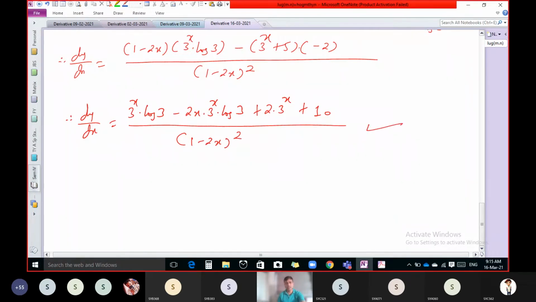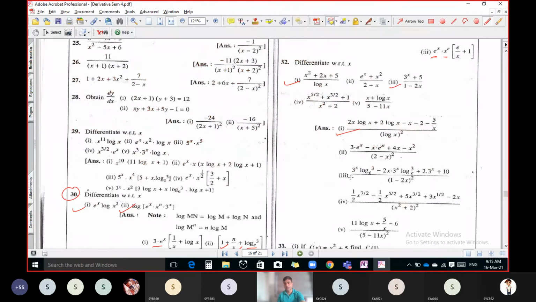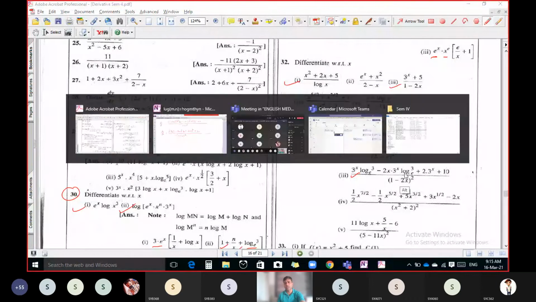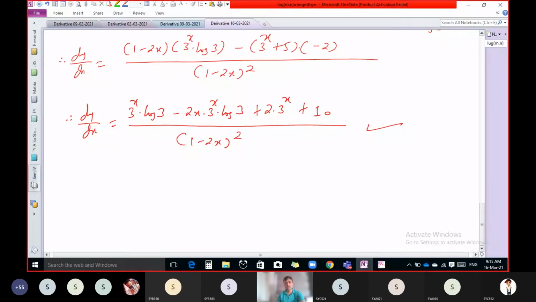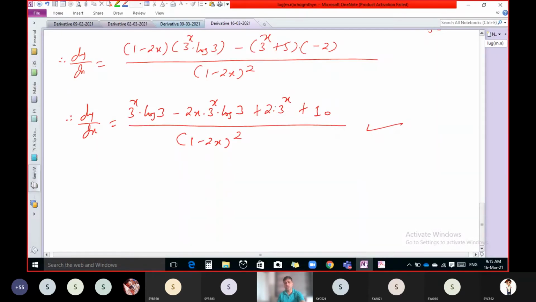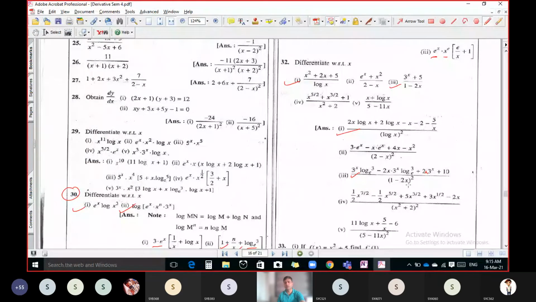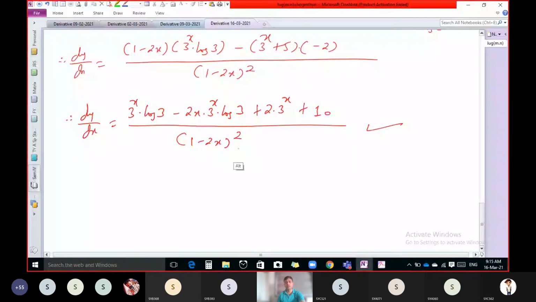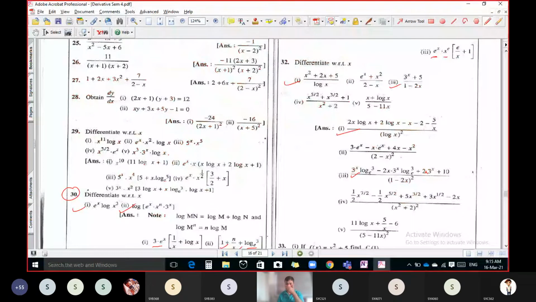See the answer: 3 raised to x into log 3, the base is always e, minus 2x into 3 raised to x into log 3, plus 2 into 3 raised to x, plus 10, upon 1 minus 2x the whole square. So that is the way to find out the answer.